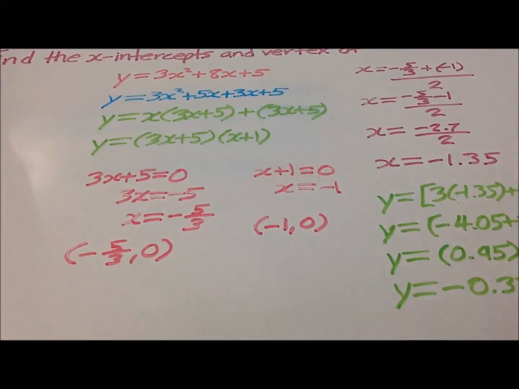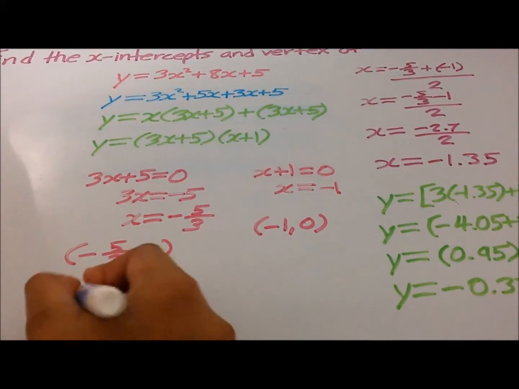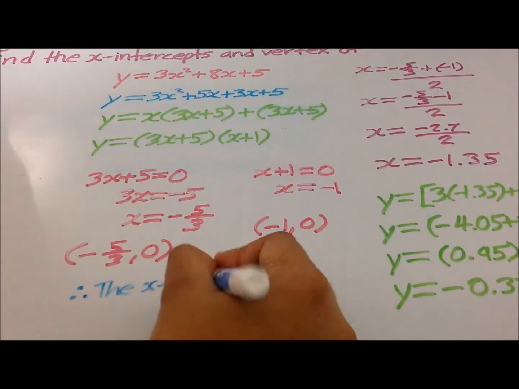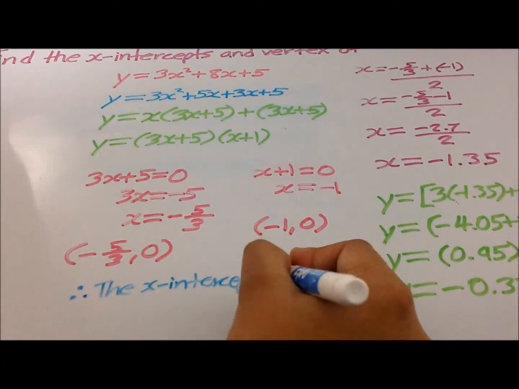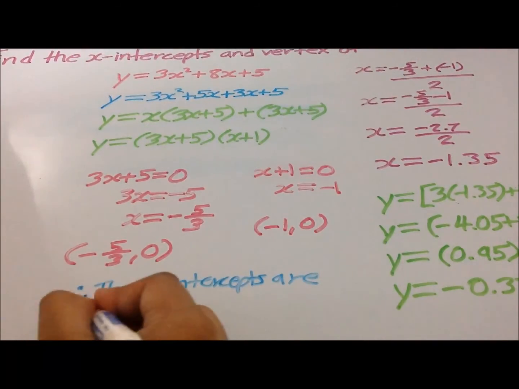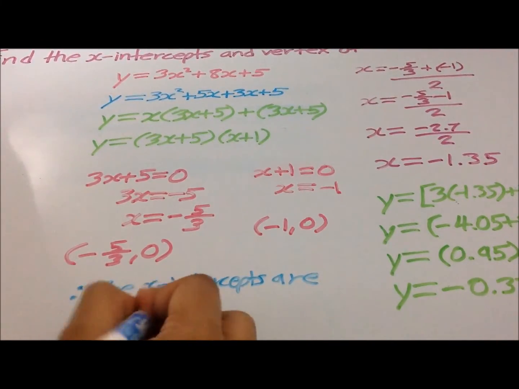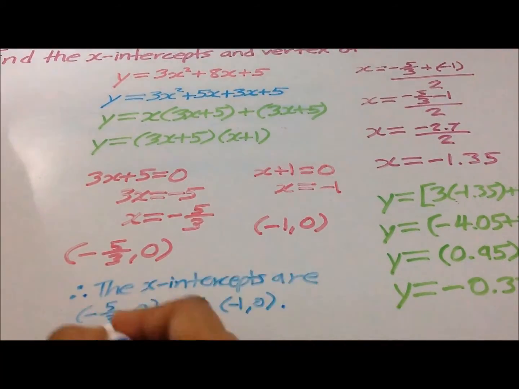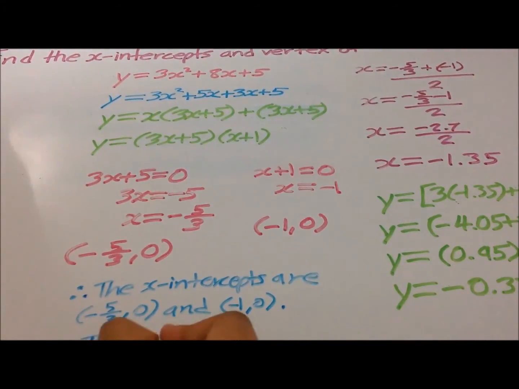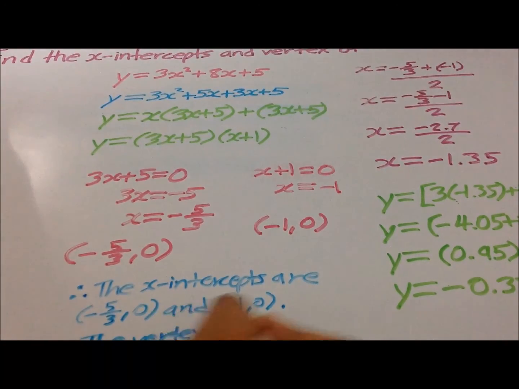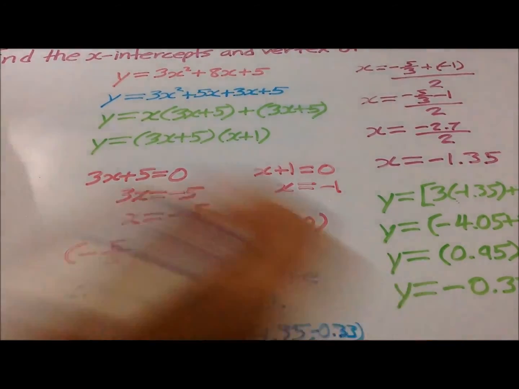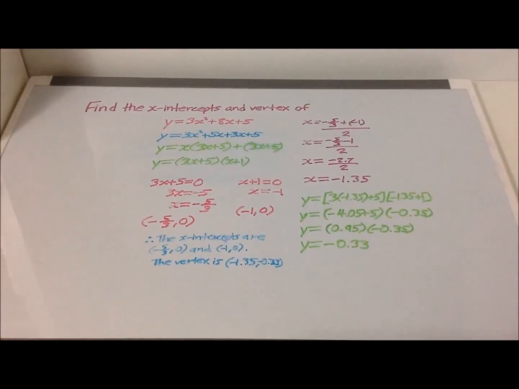Now we can write a therefore statement and say that therefore the x-intercepts are negative 5 over 3, 0, and negative 1, 0. The vertex is negative 1.35 and negative 0.33.